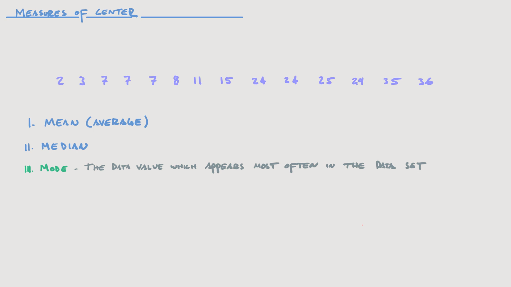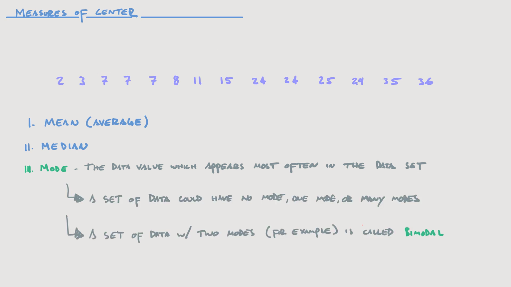So it's the most frequent number. In our case, it's 7 because it appears 3 times, and that's the most frequent number that exists in this set. You can have a data set that has no mode. Like if I were to get rid of any of these repetitions, like say we got rid of 24 and 2 of the 7s, I don't think now there's any repetition of stuff, and so this data set would have no mode. But it is also possible for data sets to have more than one mode, right?